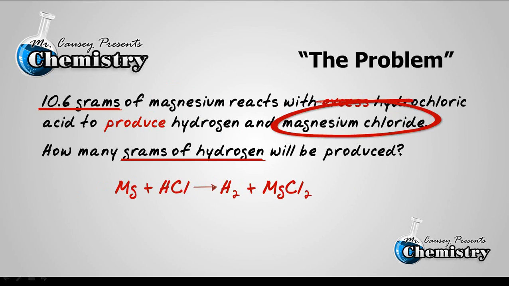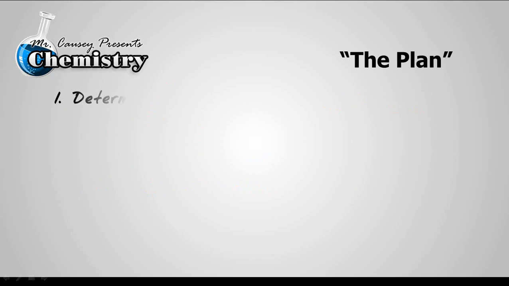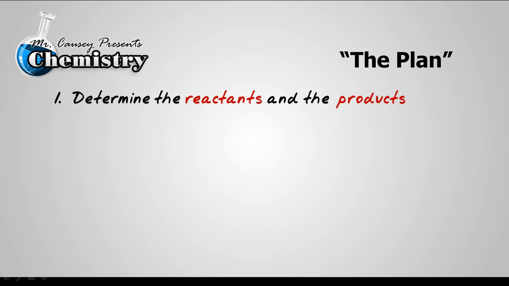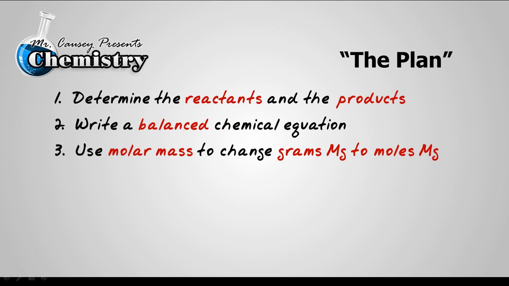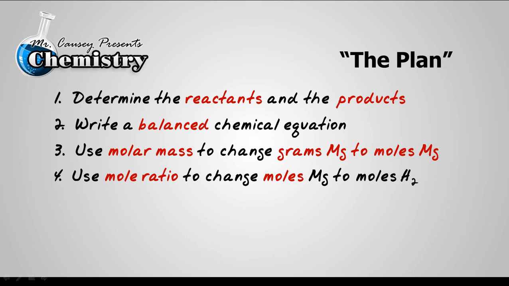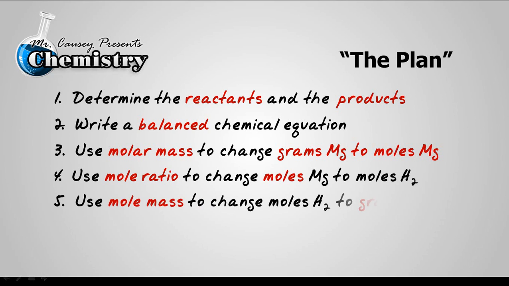Let's make out a plan. 1, let's determine the reactants and the products, and we've already done that. 2, let's write a balanced equation. Now, we wrote an equation, but it wasn't balanced. 3, use molar mass to change the grams of magnesium to moles of magnesium, and we can get that right off of the periodic table. Then we want to use our mole ratio to change moles of magnesium to moles of hydrogen. Then we're going to use the molar mass of hydrogen to change it to grams of hydrogen.